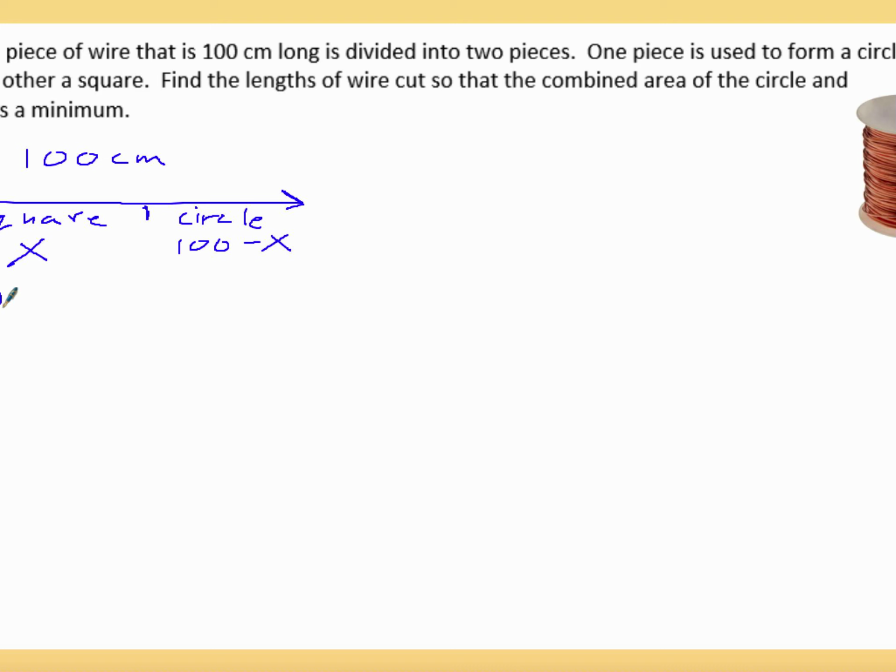We know that the area for a square is we take the side of the square and we square it, right? We also know that the perimeter of a square is 4 times the sides. That means that if the perimeter, the whole distance around, is this length of x, we can divide both sides by 4. And we get that s is equal to x over 4.